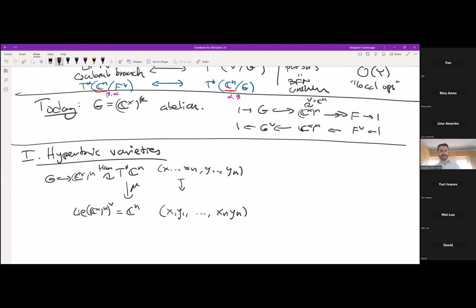I started with this C star to the n because that let me write down a formula for the moment map easily. But then the inclusion of G into C star to the n gives me a projection map down to the dual Lie algebra of G. If I compose this moment map with this projection, this is the moment map for the G action. I leave it as an exercise to figure out how to compose this projection to the Lie algebra of G to get a formula for the G moment map.